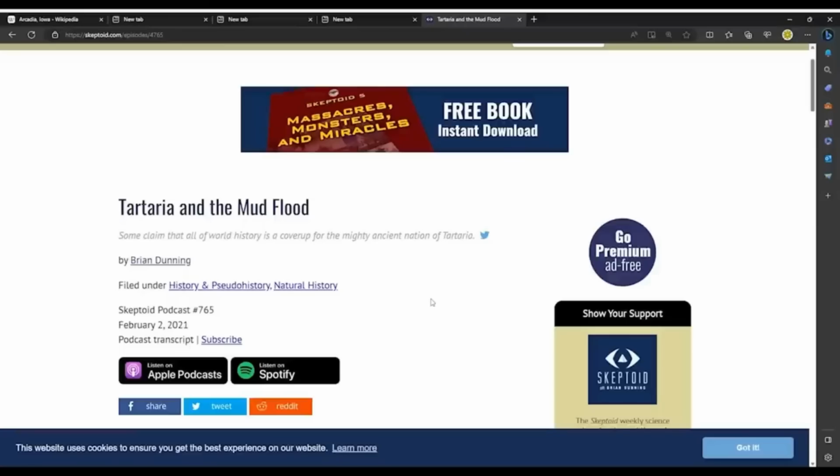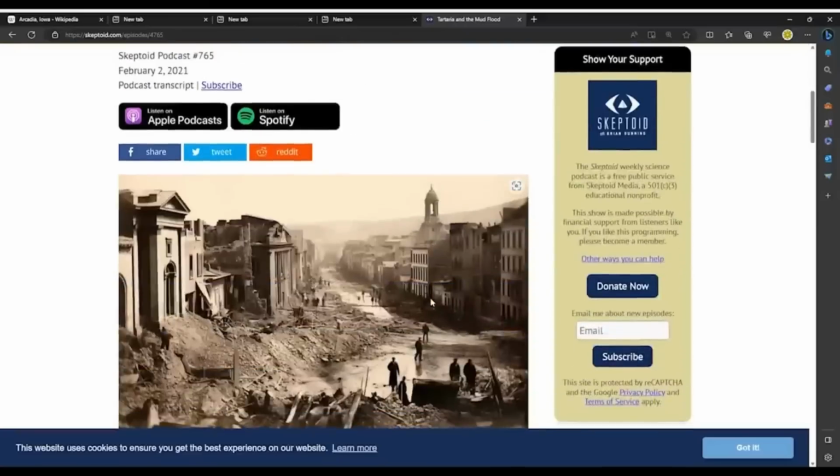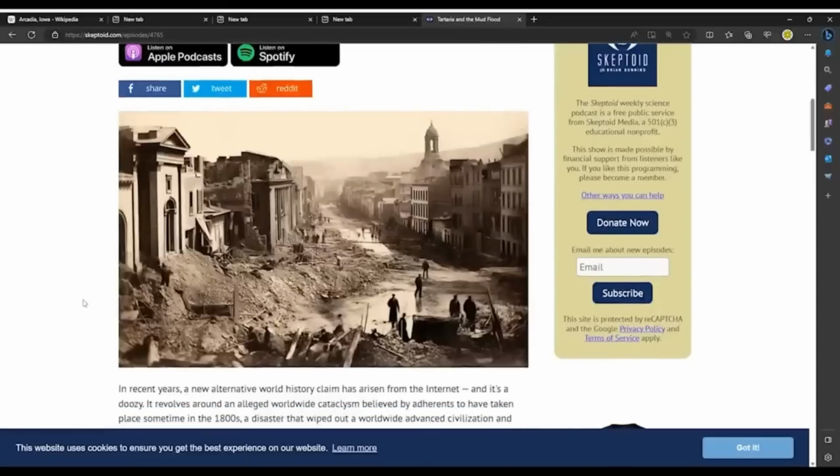Well, it's a written article, so rather than subjecting you to that, I think I'll just read it and we'll examine it. Lovely picture, and you can see why I selected this picture. It's a great picture that depicts a potential mud flood. But let's see what our self-described skeptic has to tell us.